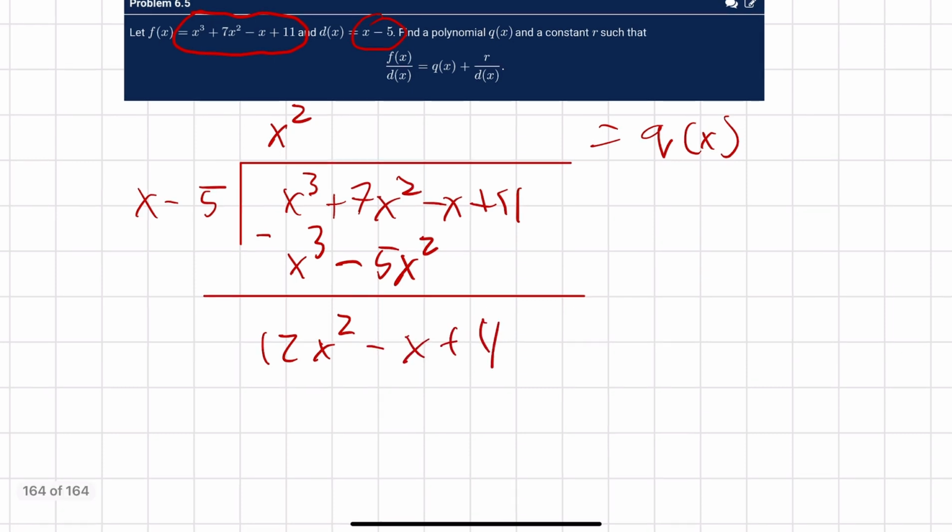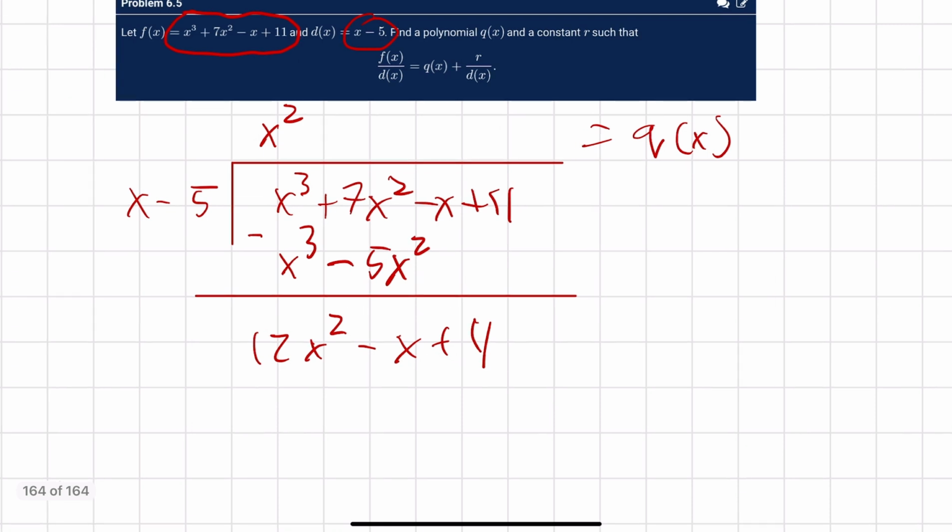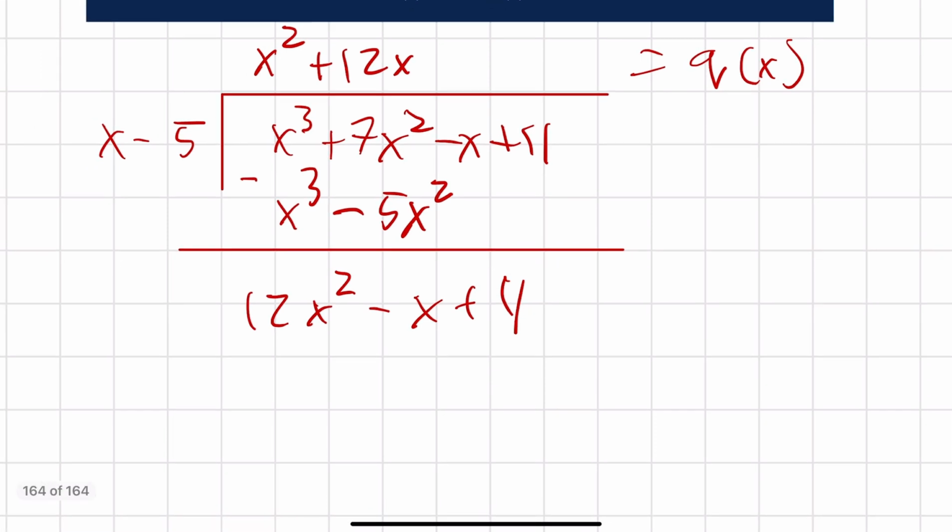We're going to do the same thing. We're going to take an x away from 12x squared, and if we divide 12x squared by x, we get 12x. And we're going to add that 12x into our quotient. And we're going to multiply 12x by x minus 5 and subtract it from our new polynomial. So we're going to end up with 12x squared minus 60x plus 11.